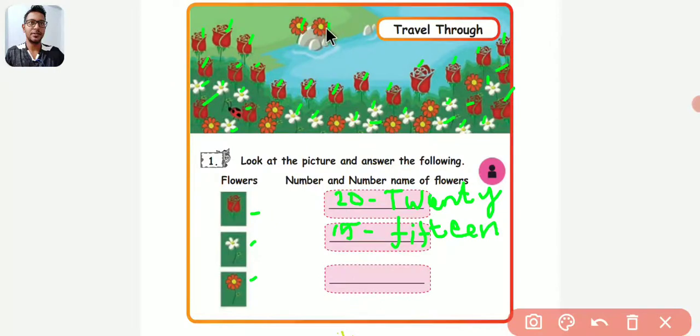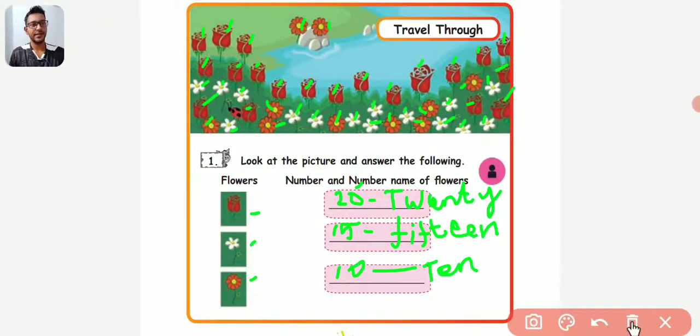1, 2, 3, 4, 5, 6, 7, 8, 9, 10. Ten sunflowers. So we have to write the name, ten. That's all, students. You just count the flowers and write the number here, and also here we have to write the number names: twenty, fifteen, ten.